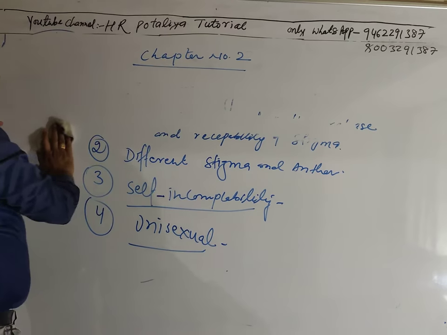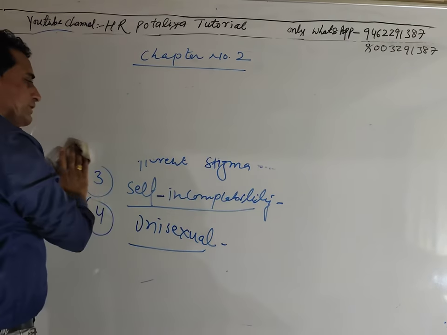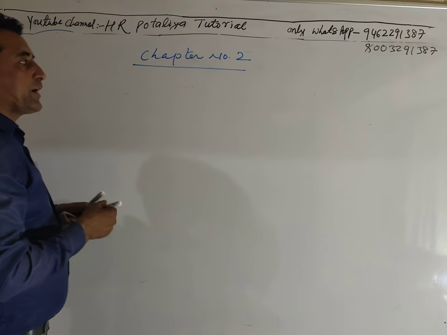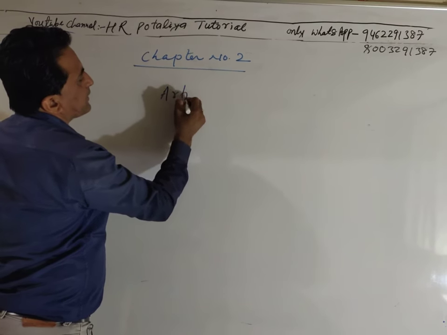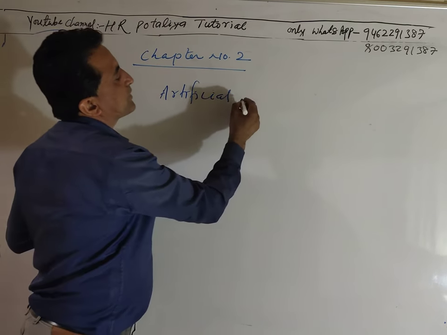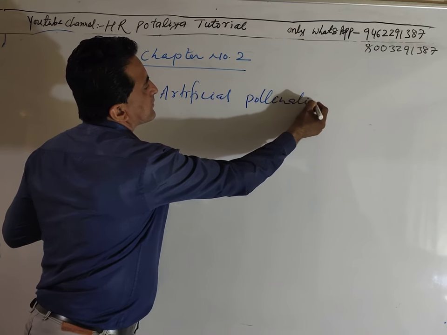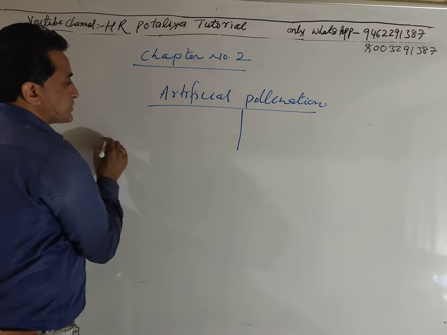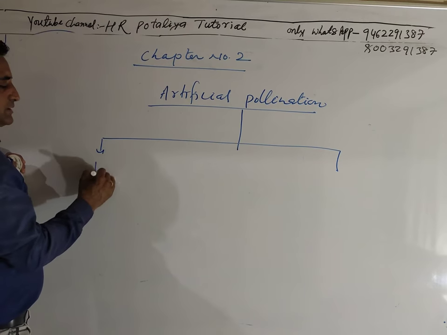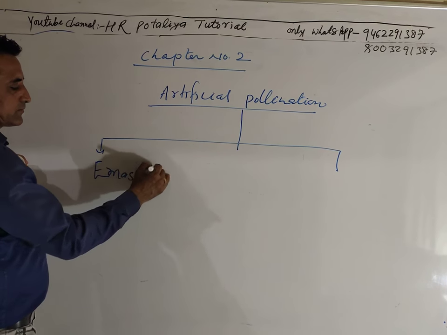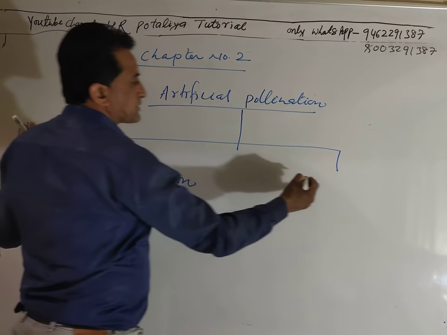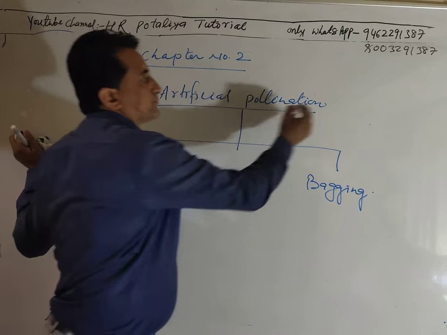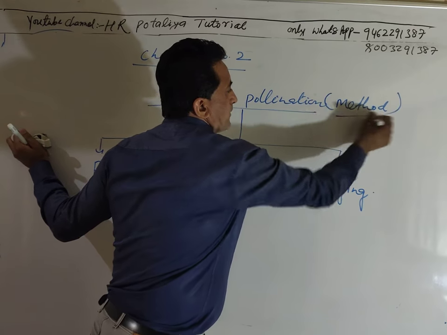When pollination cannot be completed naturally, or sometimes we want to conduct cross pollination, that type of procedure is known as artificial pollination methods. In your textbook, two methods are definitely given. One is emasculation, and second is the bagging method. Artificial methods for cross-pollination.